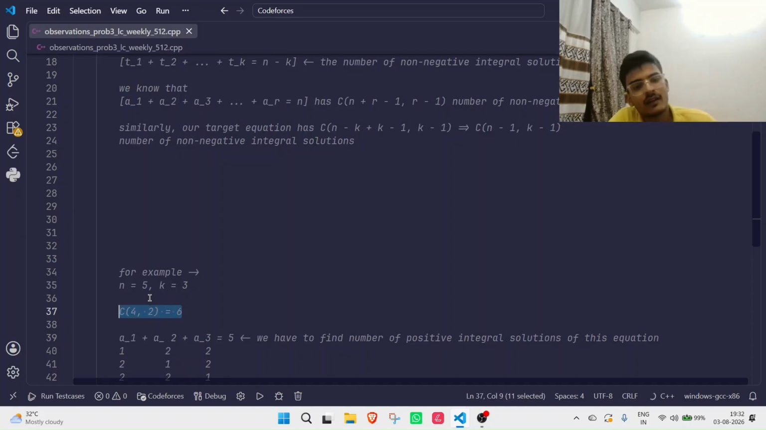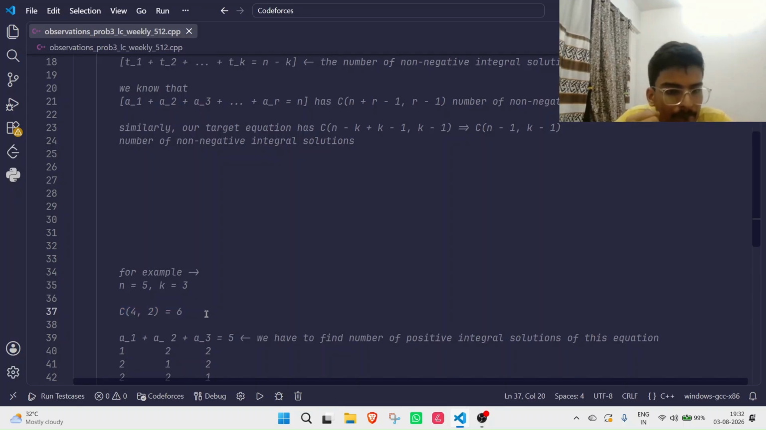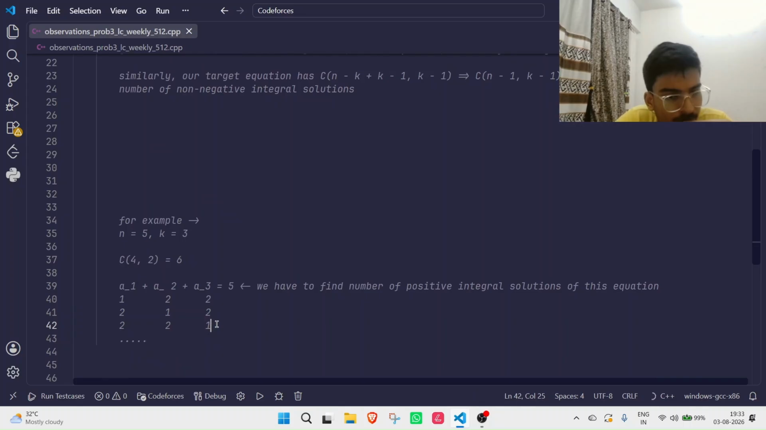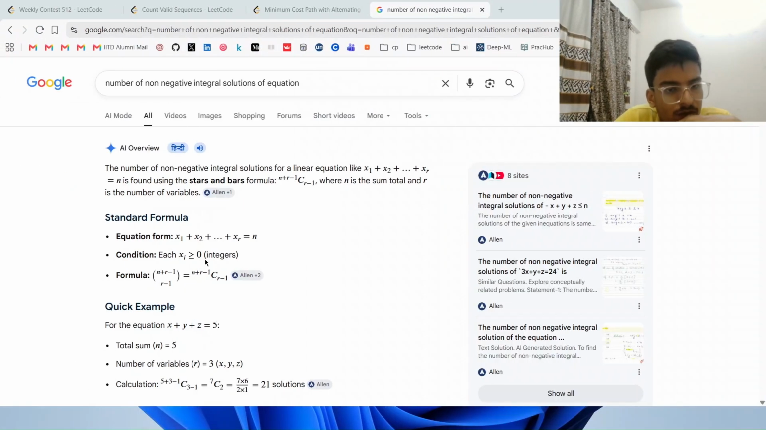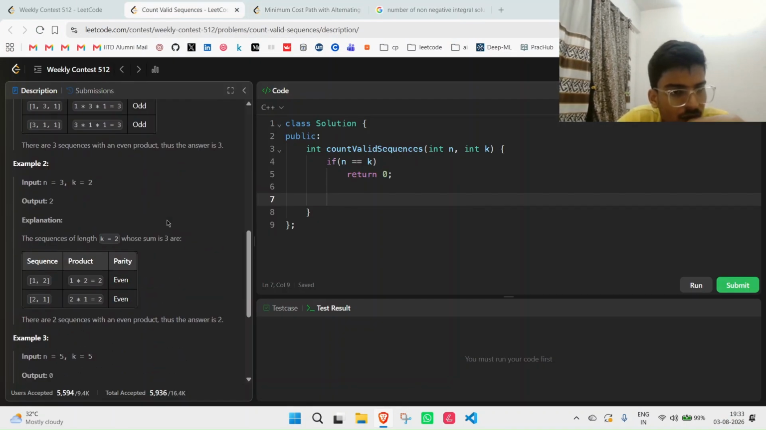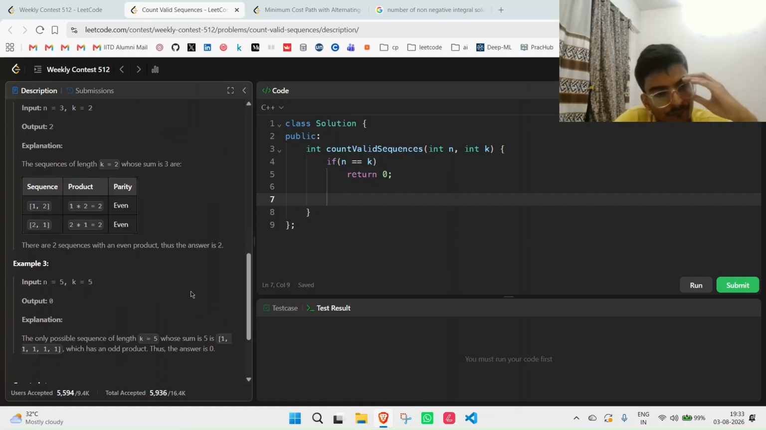And out of this 6, we have to find those which have an even product. How would we find that? In this case, these three are the answers. Yes, in this case, 3 is the answer. Okay, let's check some. If n is 3, 2C1 is 2, and luckily both are even.